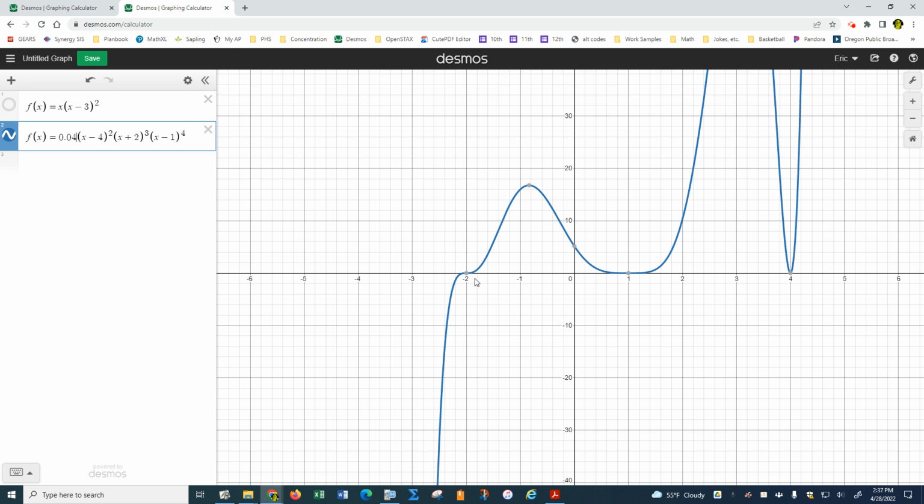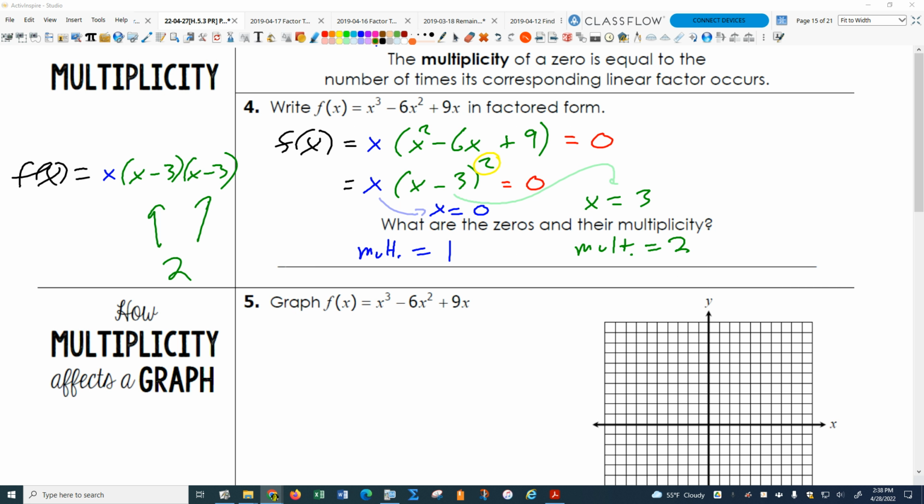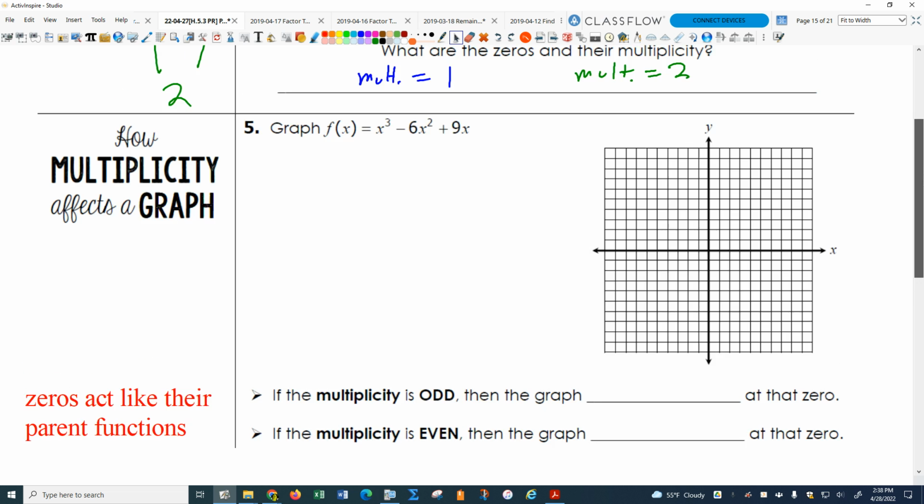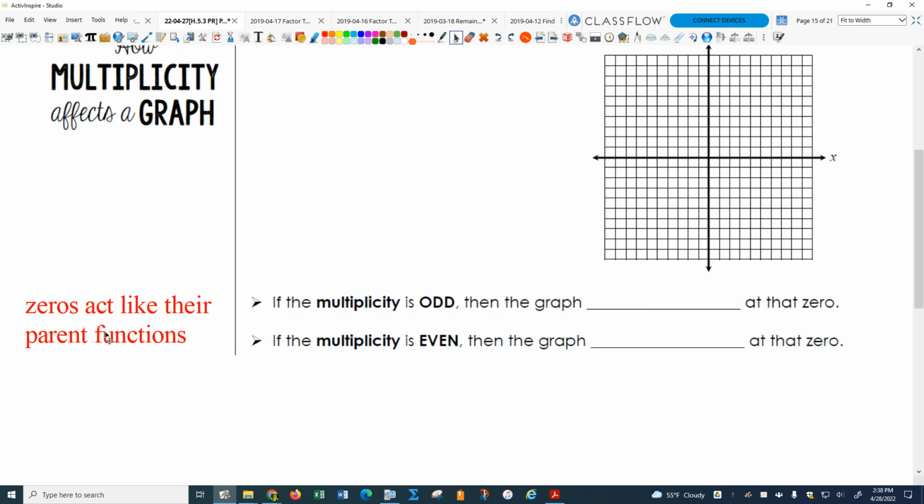What happened there? So look, at x equals -2, as we saw, that looks like a cubic polynomial. At x equals 4, it looks like a quadratic polynomial. And at x equals 1, it's more squared off. It looks like a quartic, doesn't it? Okay? So that gives us some really interesting information. That tells us that when we're looking at the multiplicity of a polynomial and we graph it, zeros act like their parent functions, right?